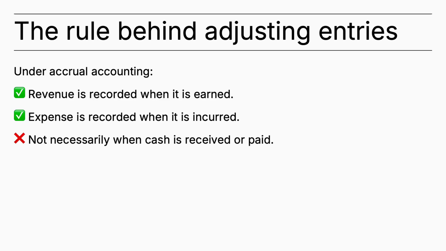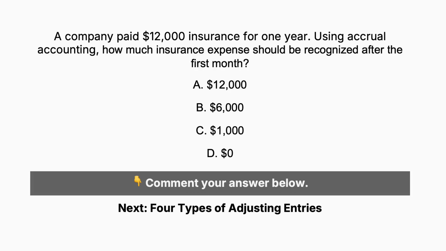Now let's see if you can apply that idea with one final challenge. A company paid $12,000 for 1 year of insurance. Using accrual accounting, how much insurance expense should be recognized after the first month? Is it $12,000, $6,000, $1,000, or $0? Think about the concepts we discussed today before answering. Remember, under accrual accounting, expenses are recognized when they are incurred, not simply when cash is paid.